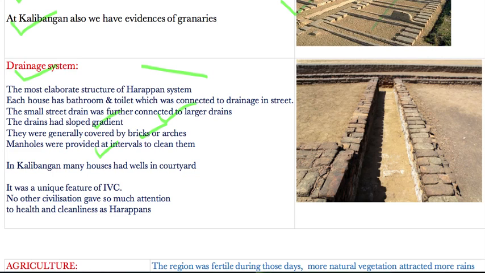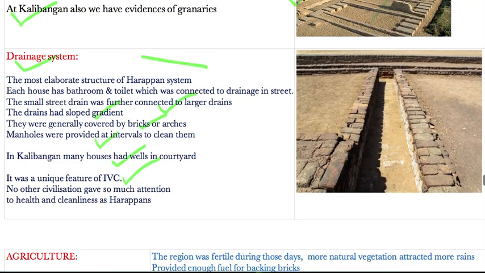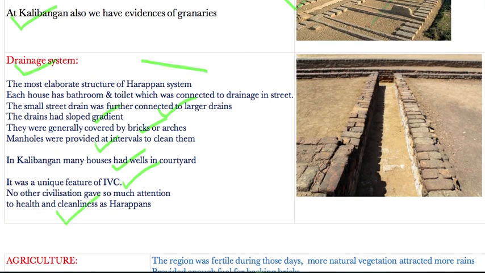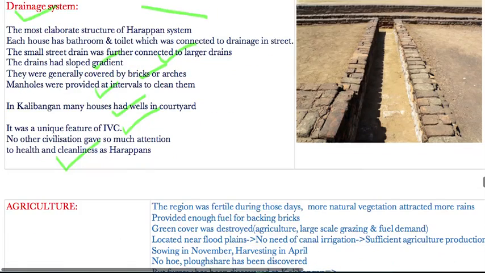In Kalibangan, many houses had their own wells in the courtyard. So it was a unique feature of the Indus Valley civilization. No other civilization has given so much attention to health and cleanliness as Harappa. So this was all about the mega structures of the Harappan civilization. Now we'll see some other features.